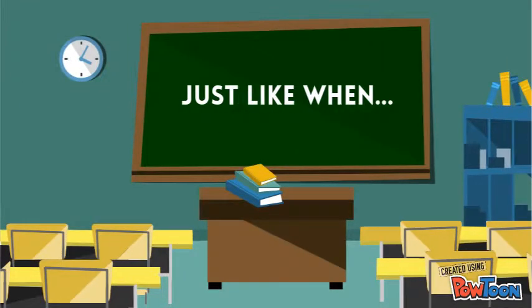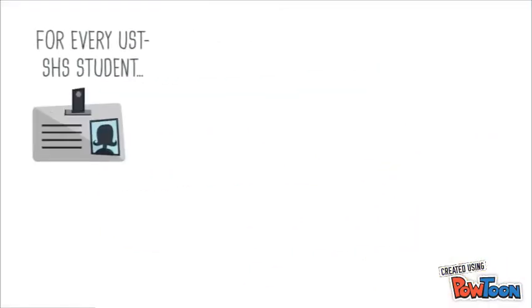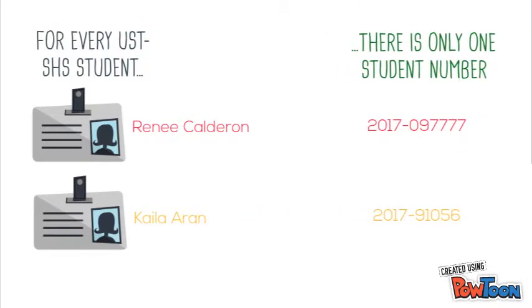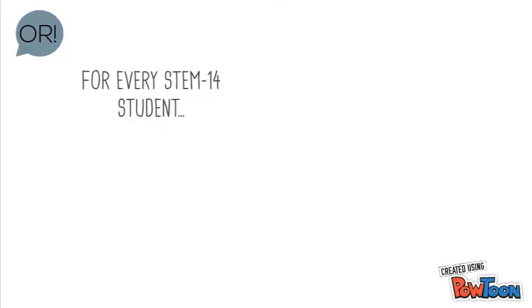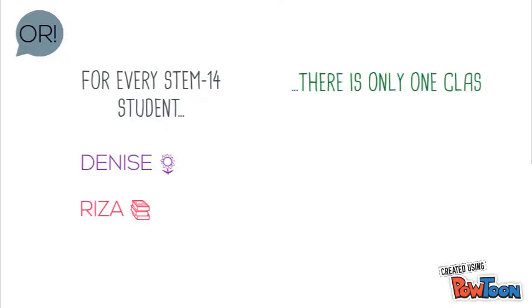Just like when for every UST senior high school student like Renee or Kyla, there is only one student number, like 2017 097777 for Renee and 2017 91056 for Kyla. Or for every STEM 13 student like Denise or Riza, there is only one class number, class number 4 for Denise and class number 18 for Riza.